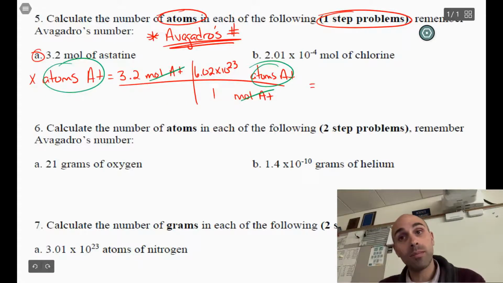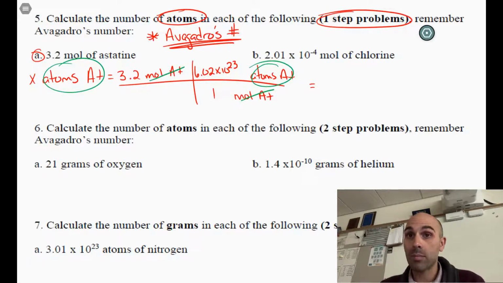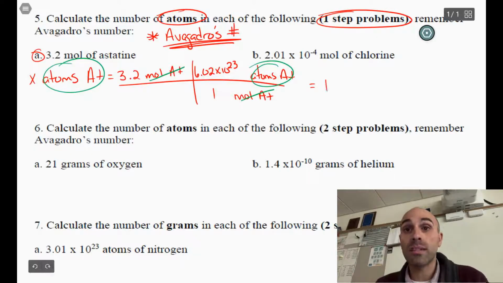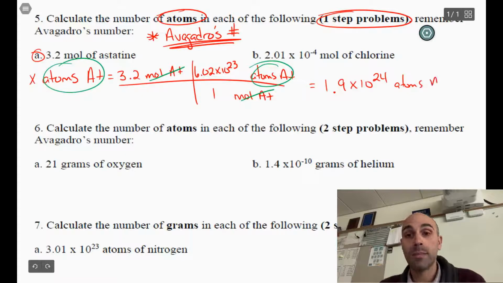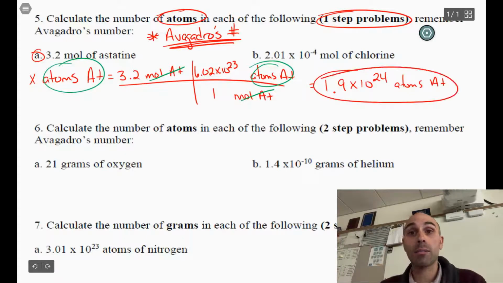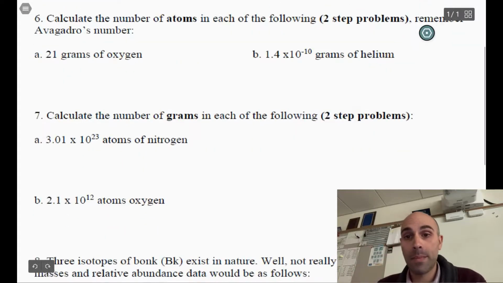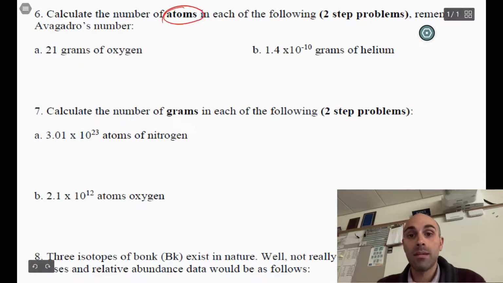We're left with atoms. Now all we need to do is multiply out 3.2 times 6.02 times 10 to the 23rd. Remember, we keep the 2 sig figs from 3.2. After that, our answer comes out to be 1.9 times 10 to the 24th atoms of astatine. I want you to try that next one for me as well. The next one has a -4, so be careful of that one.